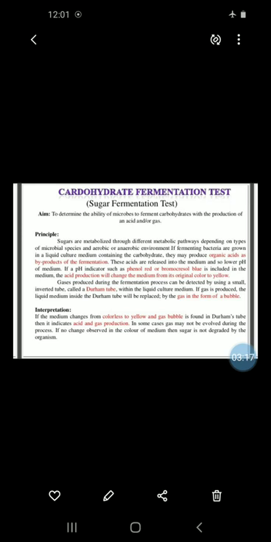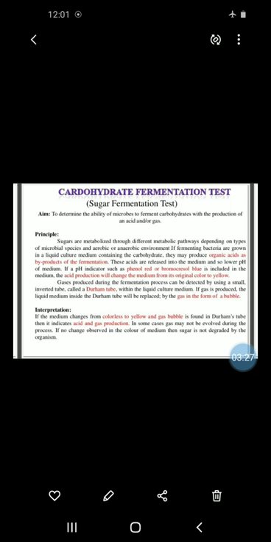Then we will see the interpretation. If the medium changes from colorless to yellow and a gas bubble is found in the tube, then what does it indicate? It indicates the production of acid and gas. In some cases the gas may not be evolved during the process.